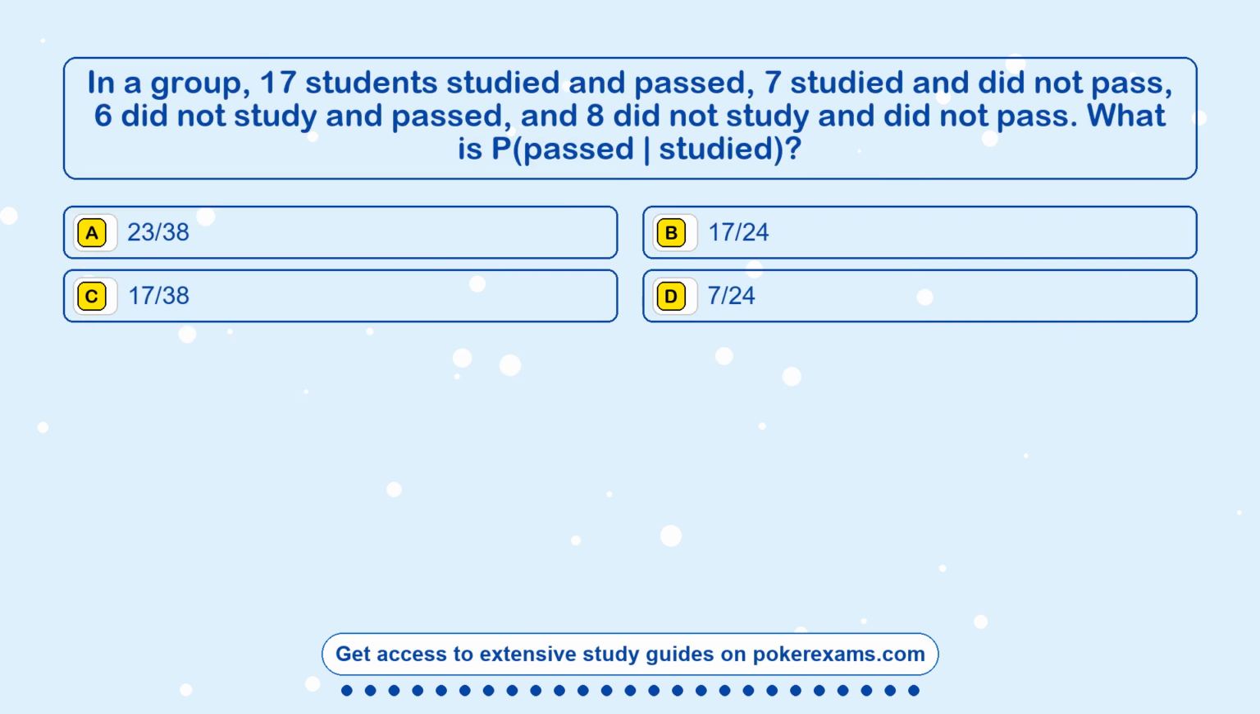Question 23. In a group, 17 students studied and passed, 7 studied and did not pass, 6 did not study and passed, and 8 did not study and did not pass. What is P, passed given studied? Option A 23/38. Option B 17/24. Option C 17/38. Option D 7/24.